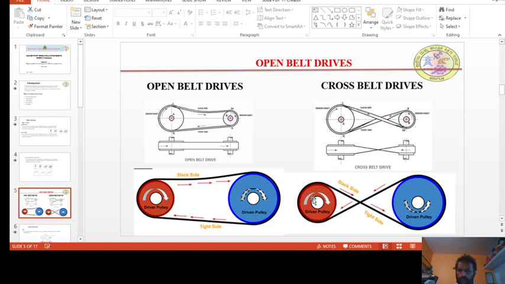And the other type of belt system is the cross belt system. The cross belt system is used whenever you want to rotate the driven pulley in the direction opposite to that of the driving pulley. Look at here. Here the rotation of the driver is clockwise, whereas the driven is anti-clockwise. This is possible by arranging the belt in the cross direction. You can observe here also we have a tight side and also a slack side.